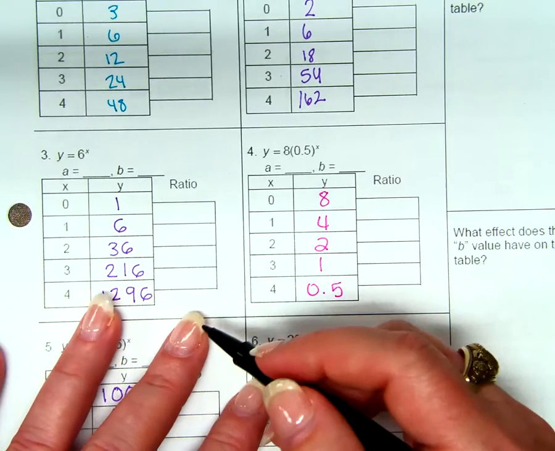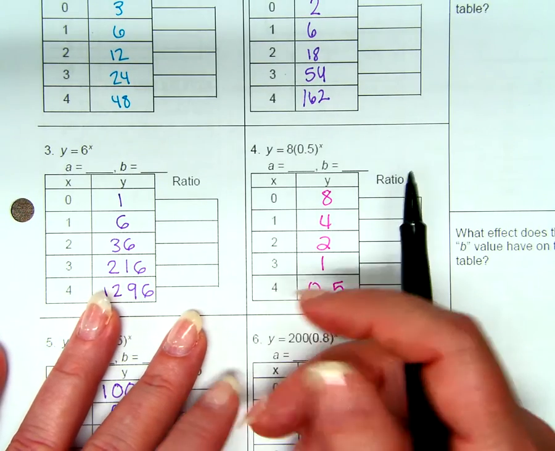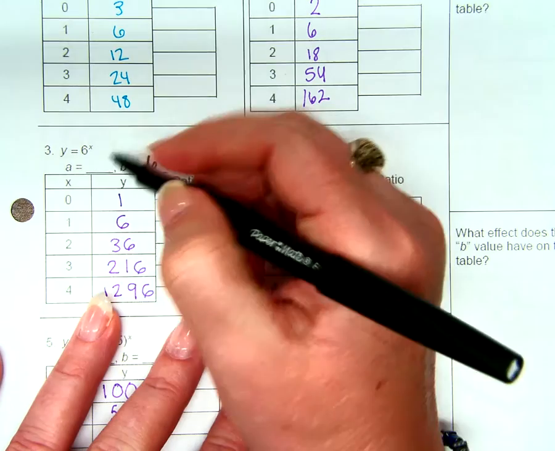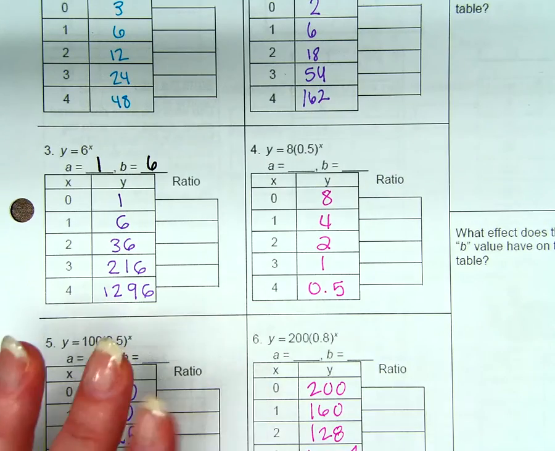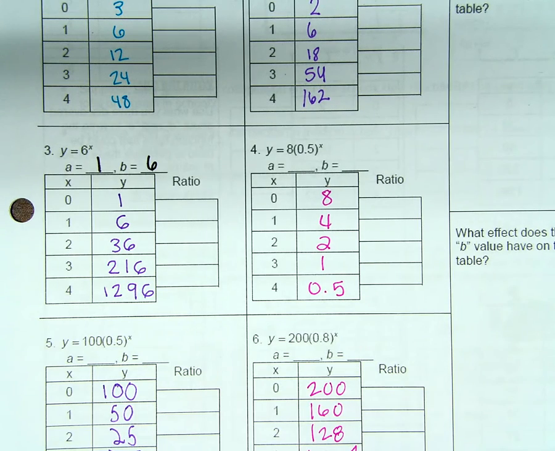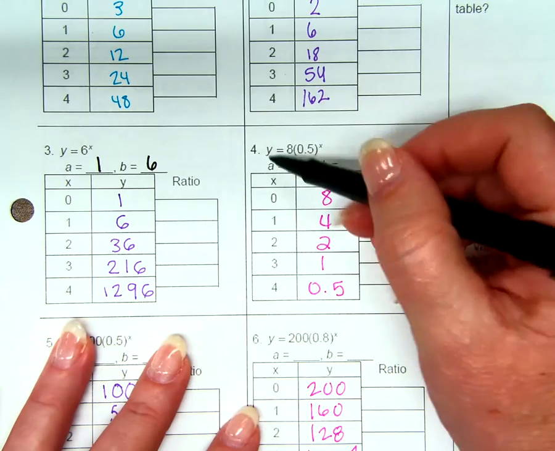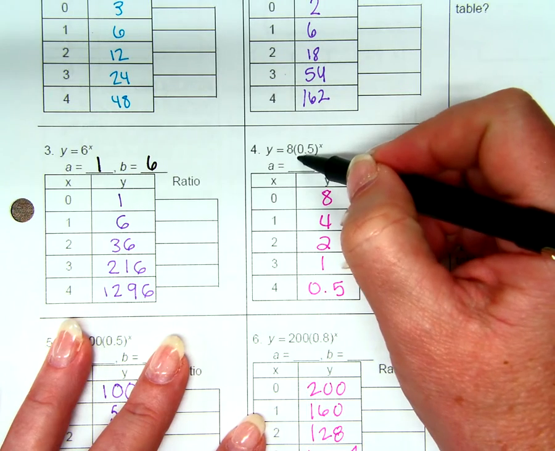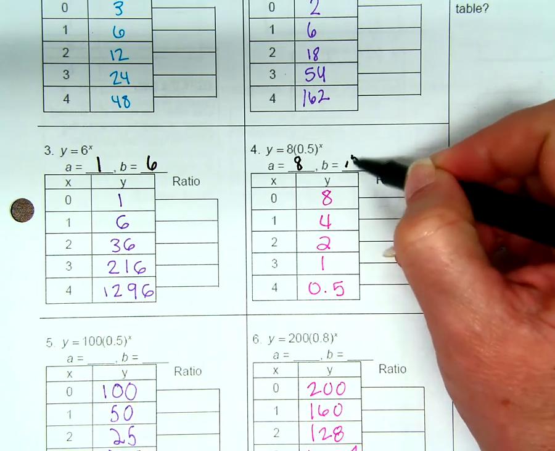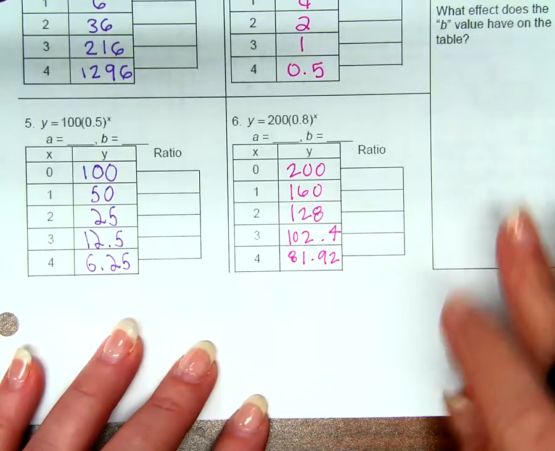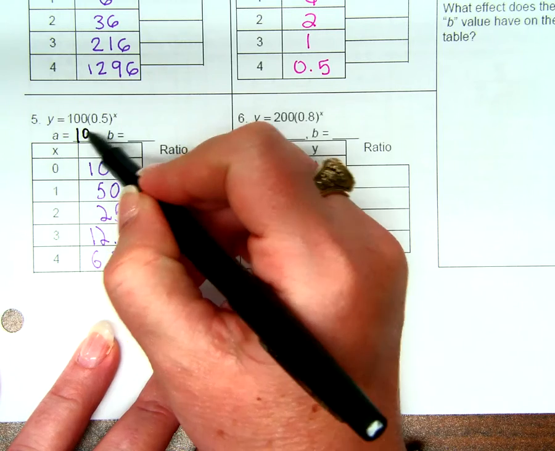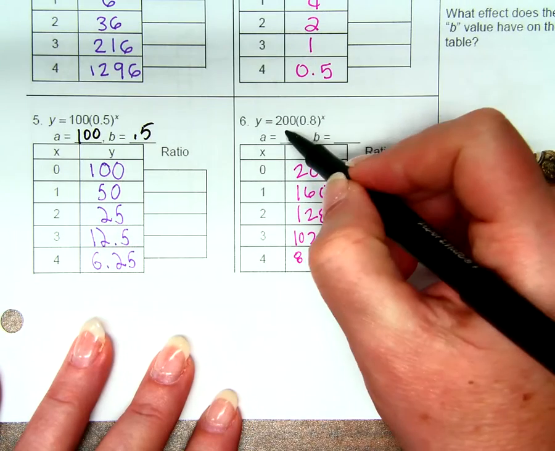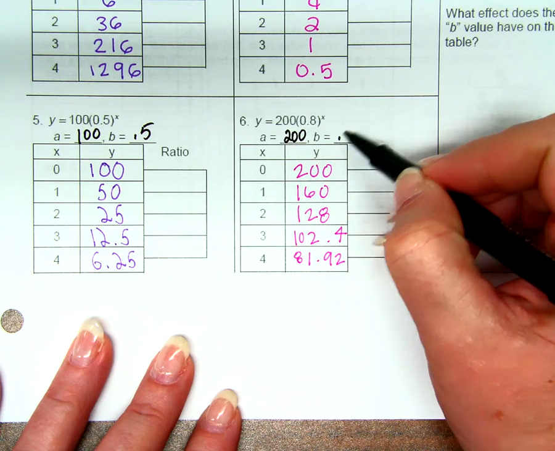So what about number 3? Okay, well, B is 6. That's pretty obvious, but what's A? How do you know it's 1? Nothing's there, and the only thing you can multiply by something to not change its value is 1, right? Okay, what about number 4? A is 8, B is 0.5. Number 5, A is 100, B is, and on number 6, A is 200, and B is 0.8.